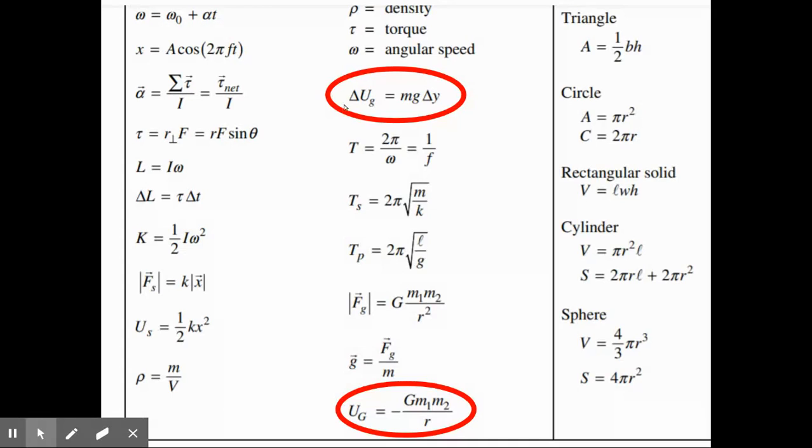So this is for when you're close to the surface of the Earth. When you are far away, then you have to use this bottom equation. And that's G, like the universal gravitational constant, times m1 times m2 over r.